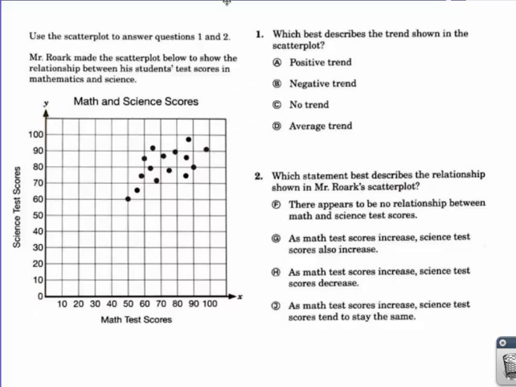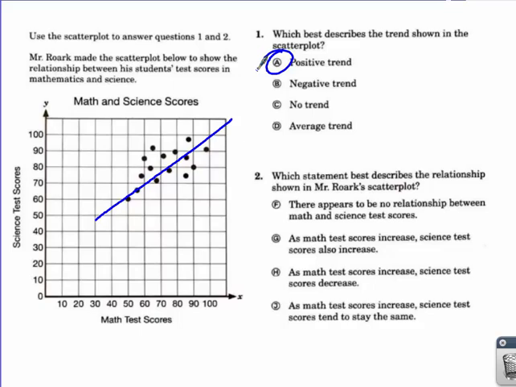Well, when you look at this information right here, there is a general trend. If I were to put a line like that right there going through the middle of the data, this is called our trend line. Okay, as the test scores increase on math, so do the science test scores. It's not a real strong positive relationship, but it is a positive relationship. So for number 1, the answer is A.